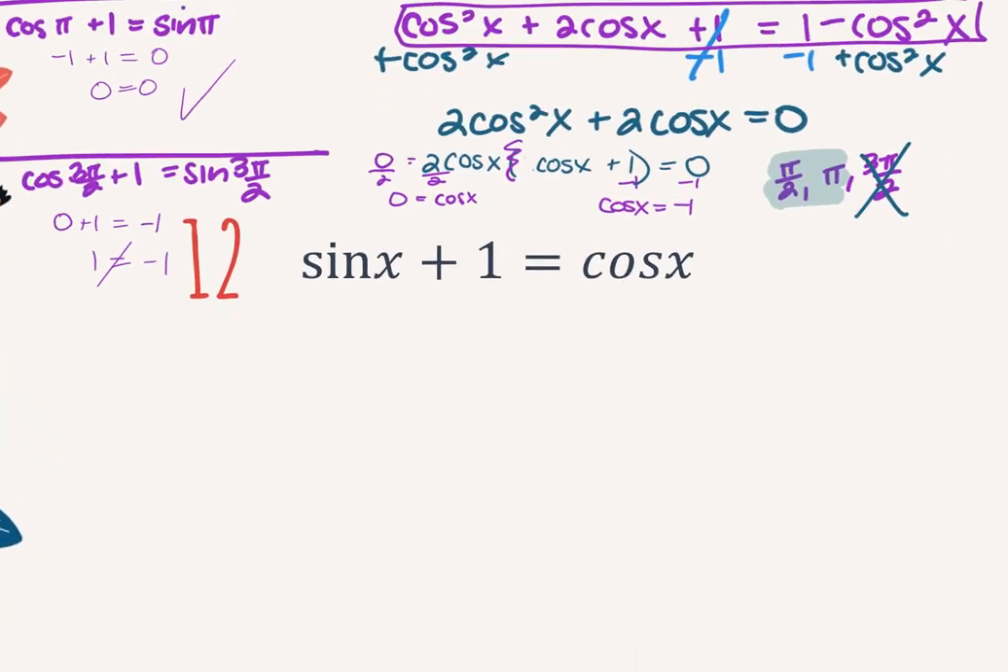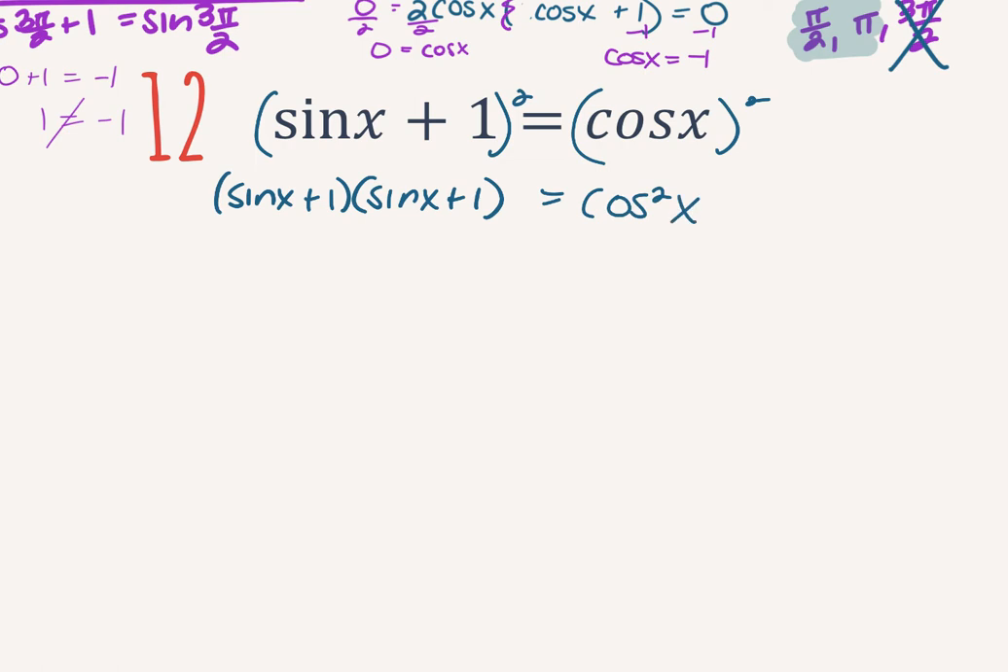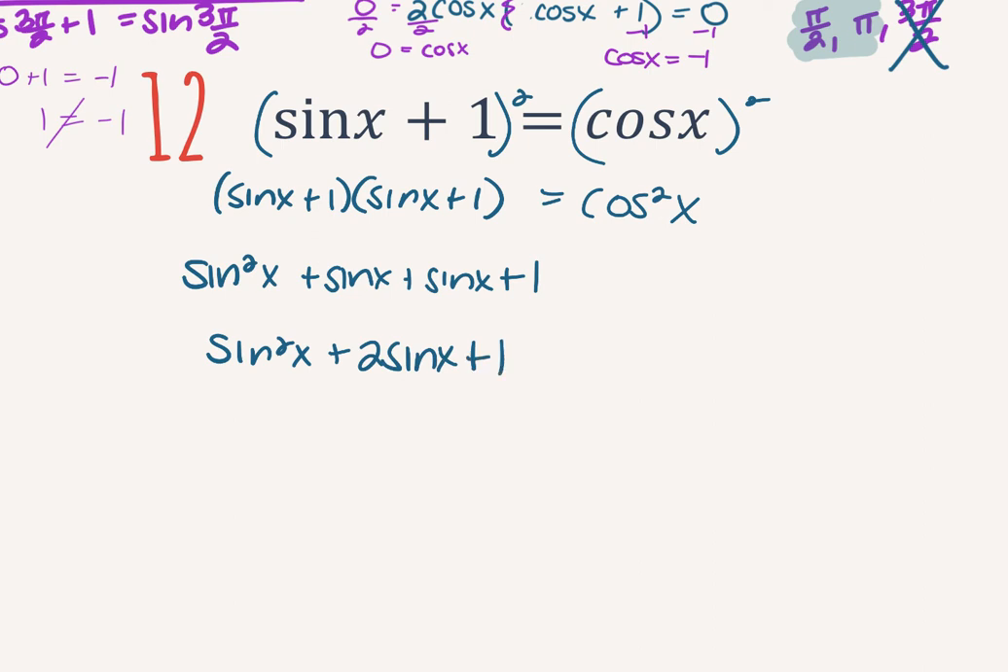All right, we're going to do it again with 12. So again, notice they are not squared. There's no substitution possible here, and I can't solve because there's two different trig functions. So I'm going to square both sides of the equation. This becomes sine of x plus 1 times sine of x plus 1 equals cosine squared of x. When I FOIL that out, I end up with sine squared x plus sine x plus sine x plus 1, which is sine squared x plus 2 sine x plus 1 equals cosine squared x.